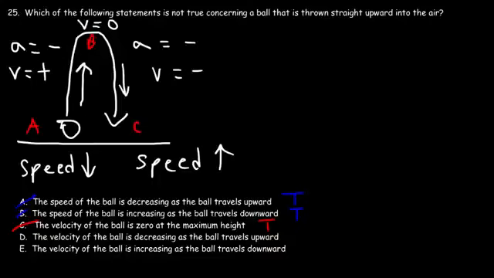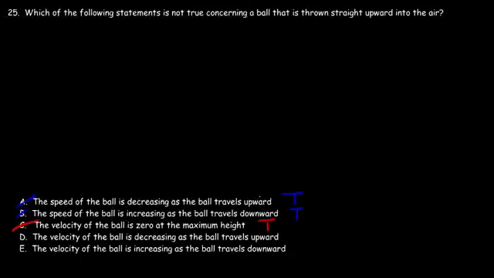Now what about D and E? D says the velocity of the ball is decreasing as the ball travels upward. And E says the velocity is increasing as the ball travels downward. So which statement is true? Is it D or E? And which one is false? Well, let's redraw this picture.